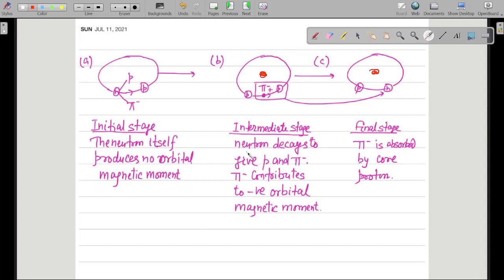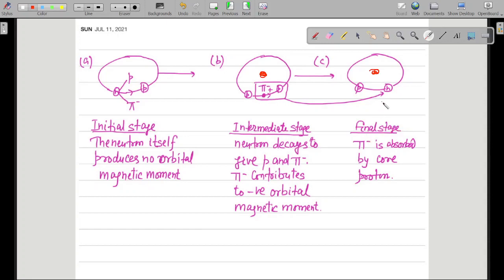So the neutron decays to give a proton and a pi minus meson, and the pi minus meson contributes to negative orbital magnetic moment. This pi minus meson, what does it do? It contributes to negative orbital magnetic moment. So the overall magnetic moment of the neutron is negative because of the pi minus pion. Then in the final stage, the overall orbital magnetic moment of the neutron is negative because of this particular pi minus pion.